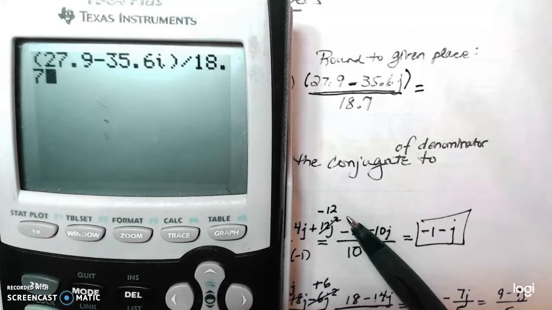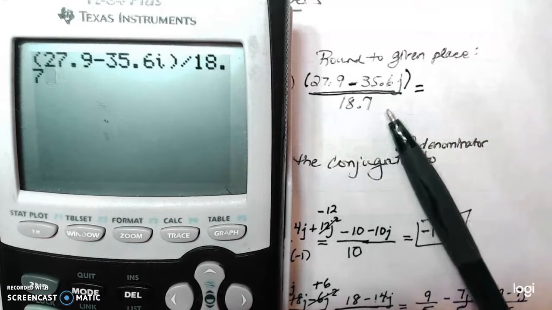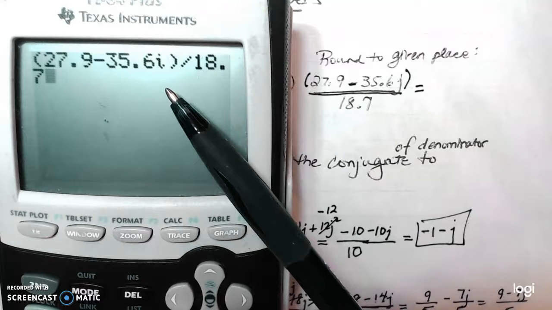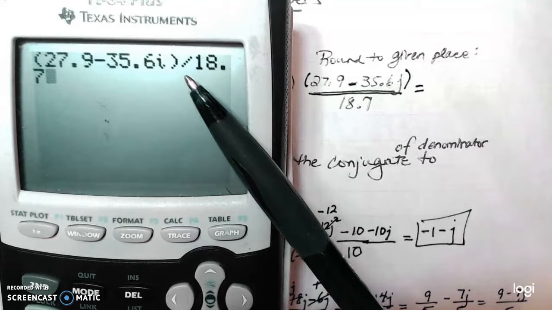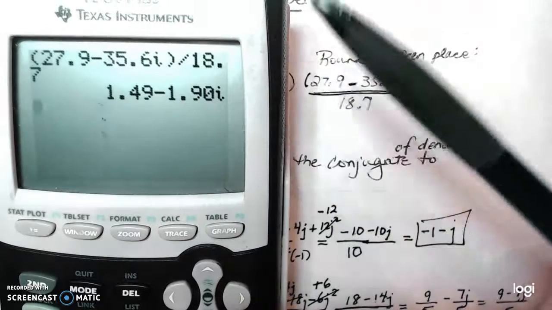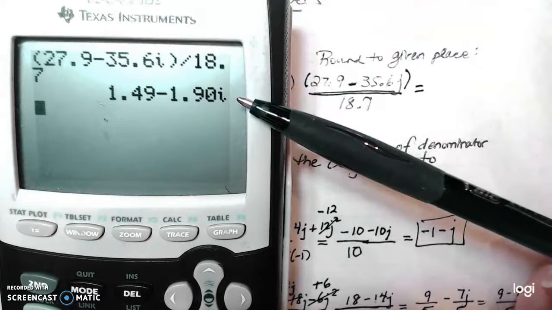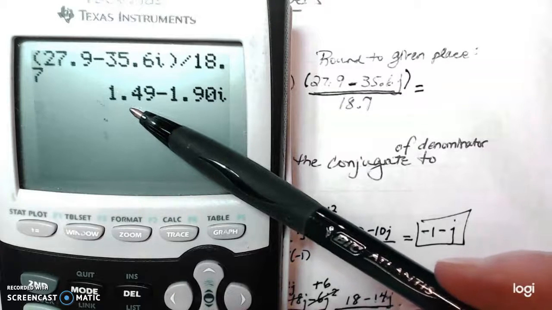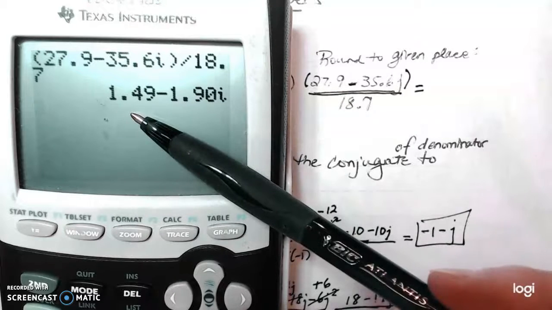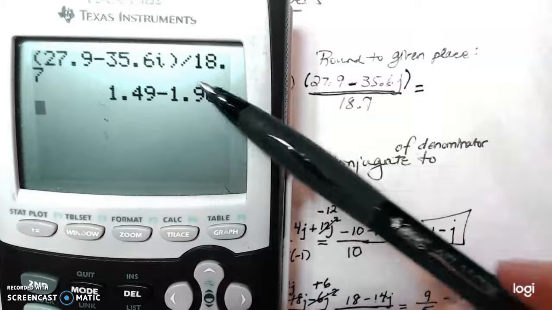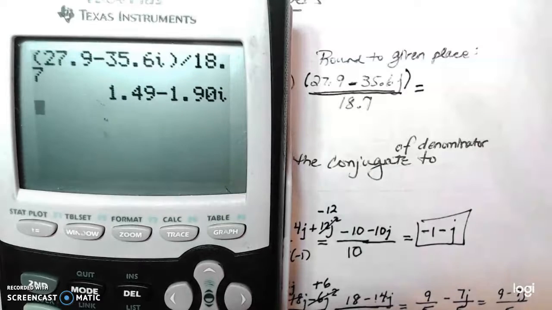So when I put that problem into my calculator, this division problem here, I want to make sure that I've entered it properly with my parentheses. My calculator uses the symbol i rather than j, and I'm dividing by 18.7. Because I have converted my number set to include the complex number system, my answer will be given in a plus bi terms, where this is my real component and negative 1.90i is the imaginary component. So that's just a little refresher on the calculator skills.